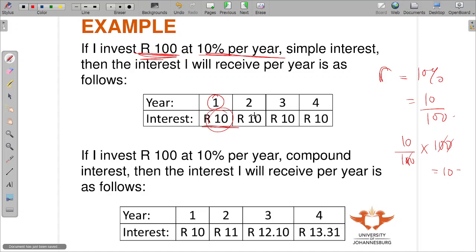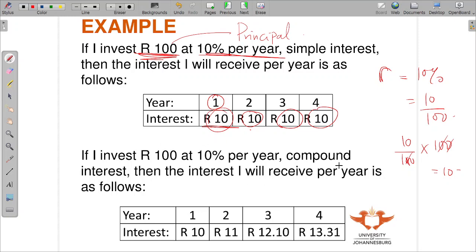For the second year, it will still be 10 because I'm taking interest on the principal only. This is the principal. So it's still 10, still 10, still 10.